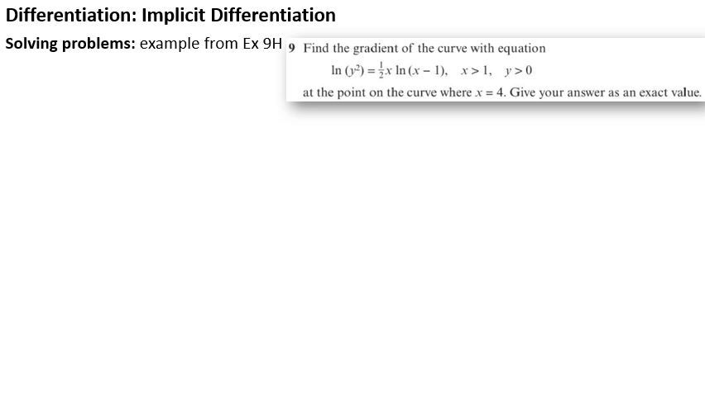So let's try question 9 from the textbook. It looks a bit nasty. It's got logs on both sides. It's got x's and y's all over the place. And there's a couple of things that you can do here to make your life a bit easier.